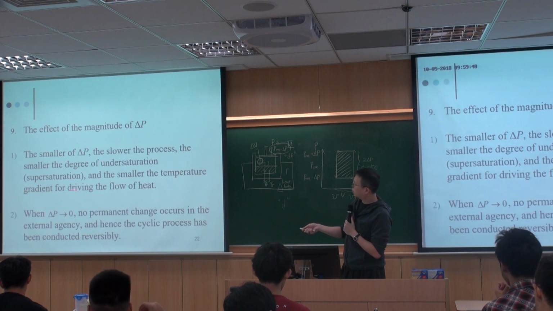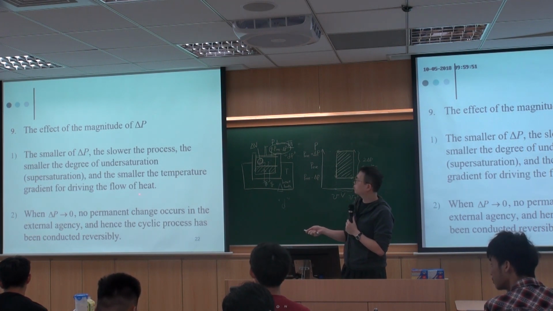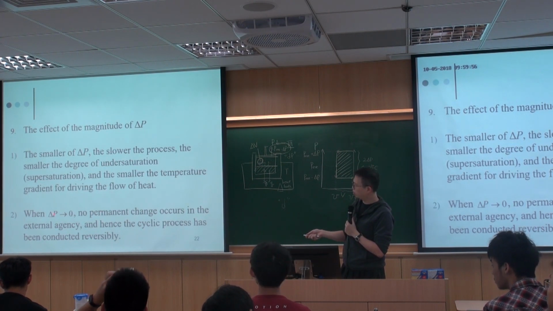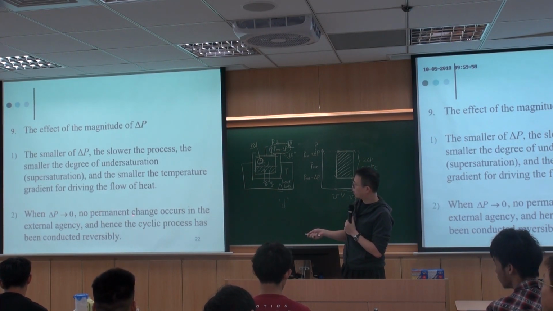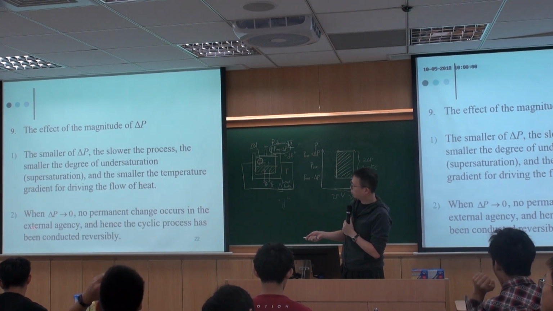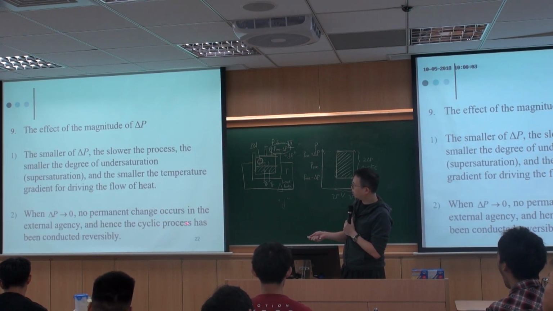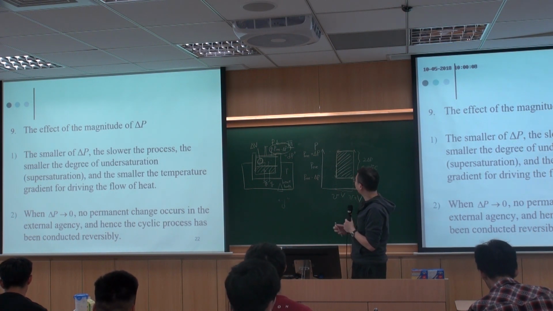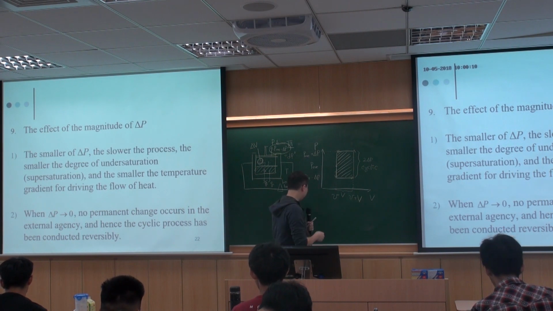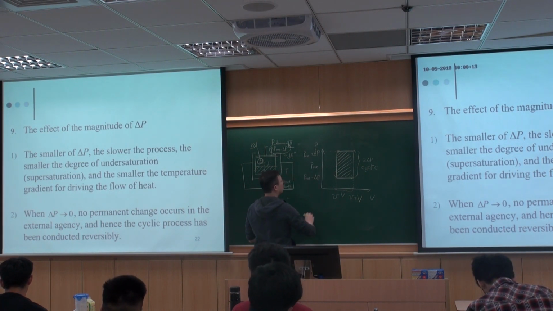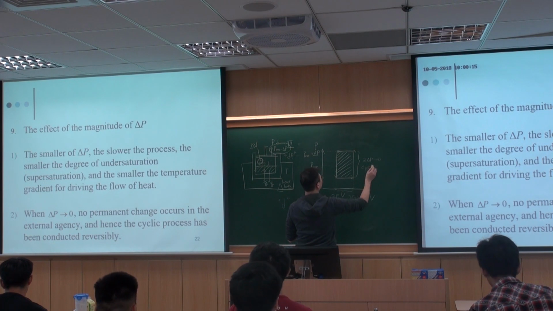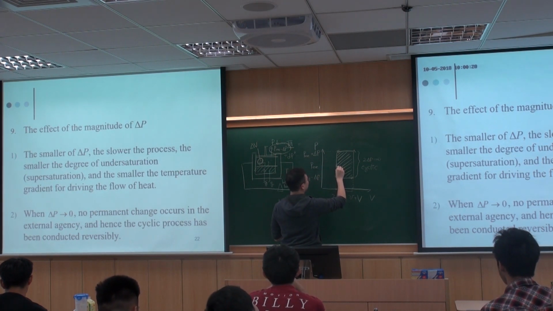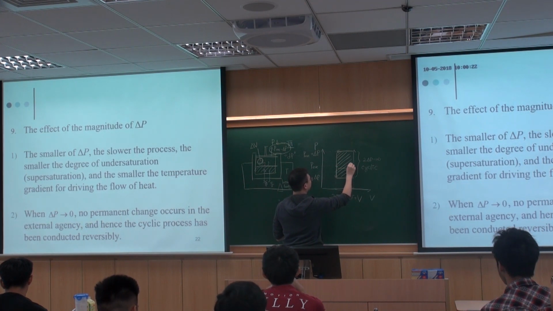Therefore, the smaller the temperature gradient for driving the flow of heat. So when delta P is close to 0, there will be no permanent change in the external agency, and hence the cyclic process has been conducted reversibly. This means that if we have delta P approaching 0, then this cyclic process will just be moving originally maybe here to here and then come back here.